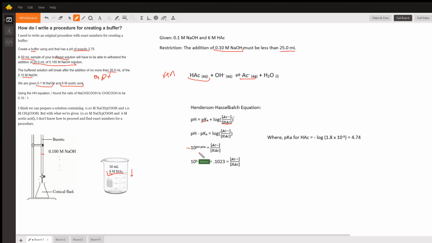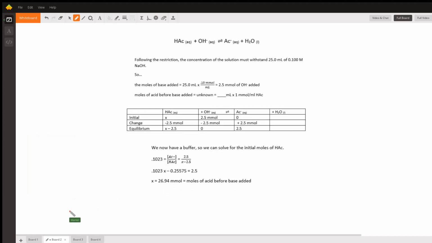So the pH we want is 3.75. And we already know the Ka for HAC, which is 1.8 times 10 to the negative 5. We can look it up online or it could be given. So we take the negative log, and we find that the pKa is 4.74. So we subtract 4.74 from 3.75, all to the power of 10, set it equal to the ratio of the conjugate base to the acid, and we get that it's going to be 0.1023. So why is this number important?